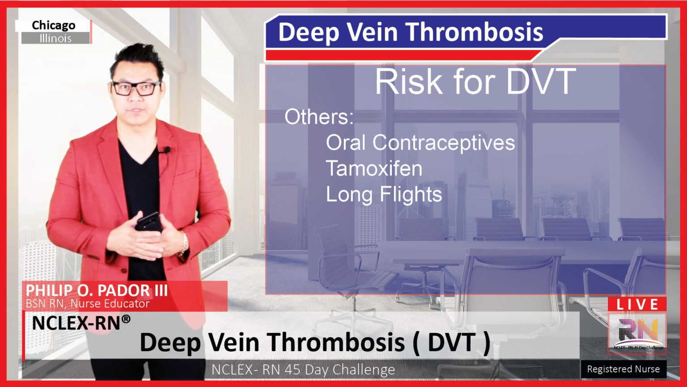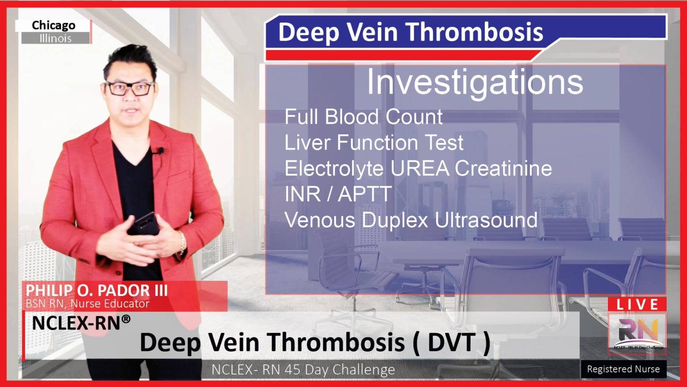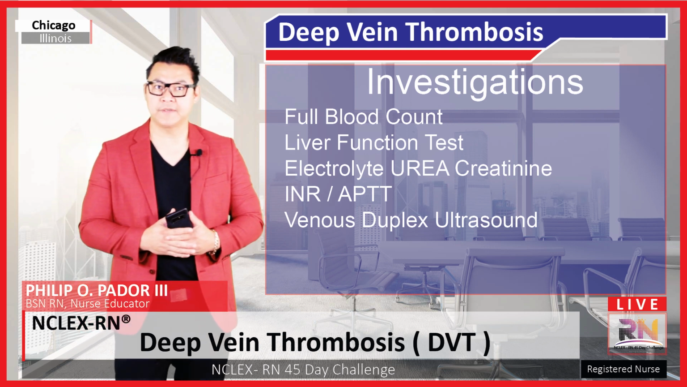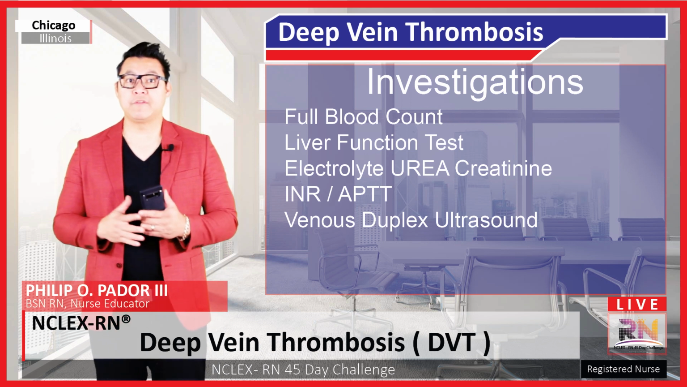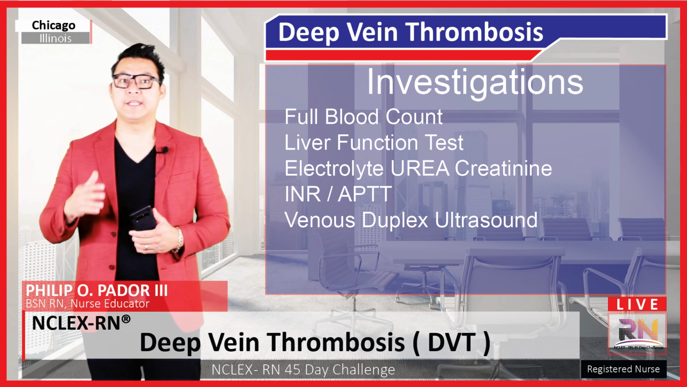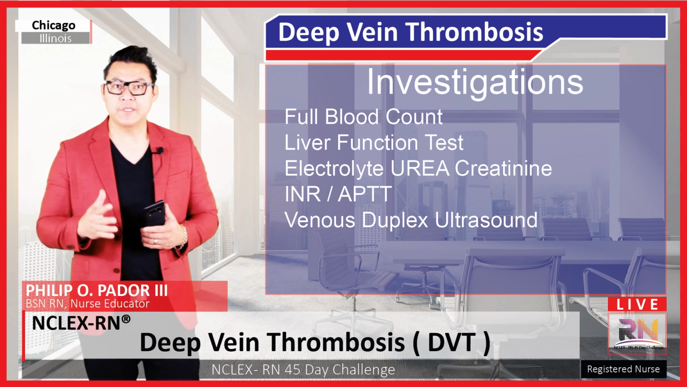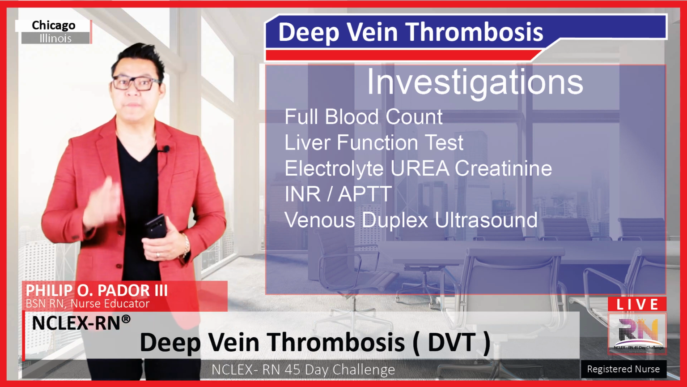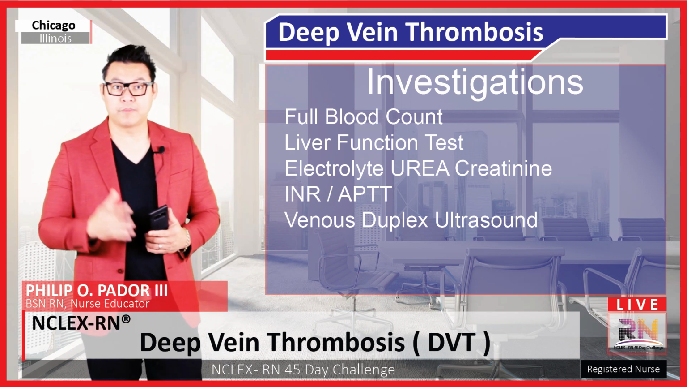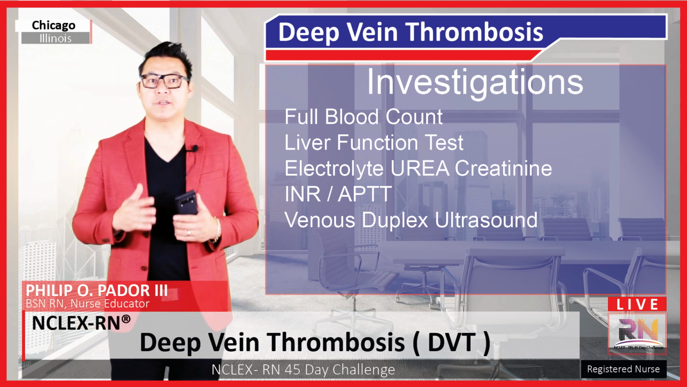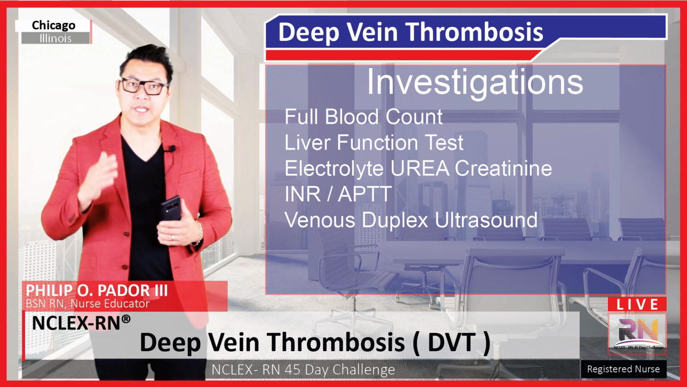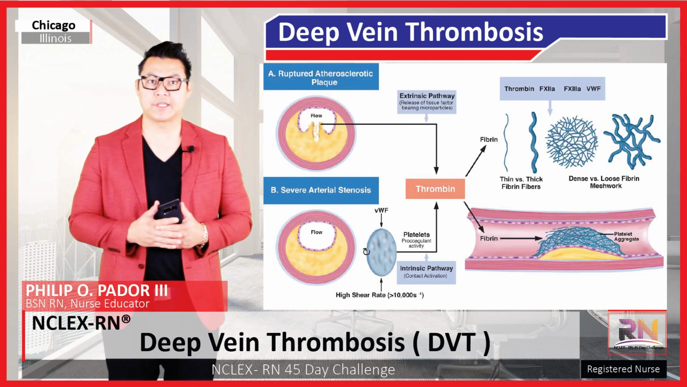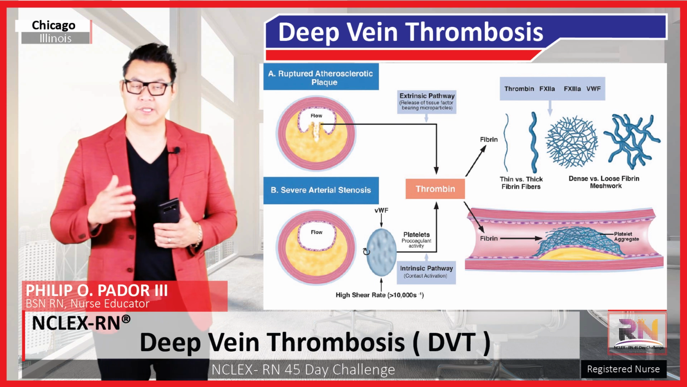Investigations for deep vein thrombosis include a full blood count, liver function test, electrolytes, urea, creatinine, and iron, and imaging, including venous duplex ultrasound. Imaging can also include images of the chest in suspicion of pulmonary embolism. There is another investigation that can be done based on the coagulation cascade.